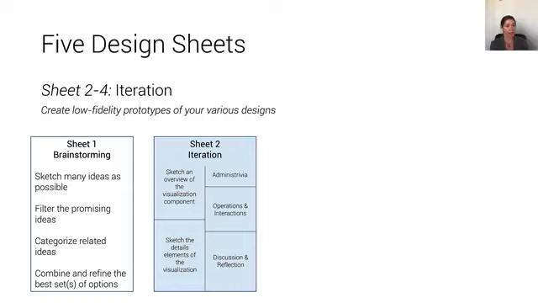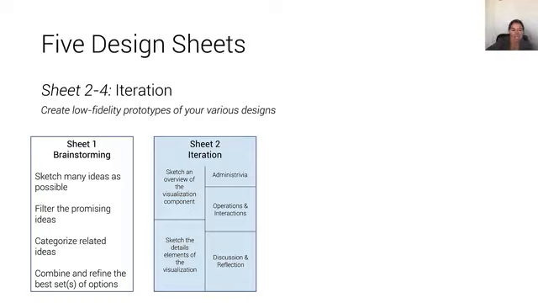Think about this as, what kinds of tasks will people need to do and how will they do them? Then moving into discussion and reflection, keeping track of what's working here, what's not, what might require additional design, additional thought, or complementary designs. So this sheet essentially is intended to help us keep track of what is going on in our ideation as we start to flesh out those most promising designs.